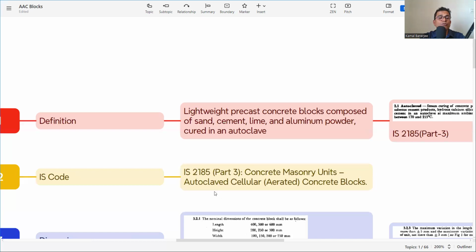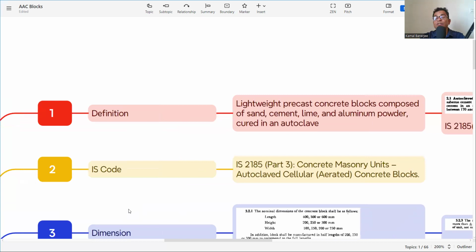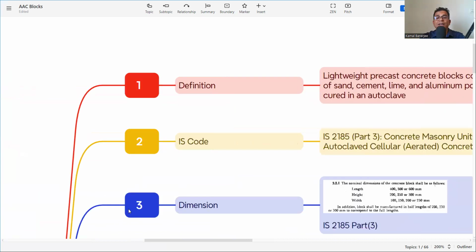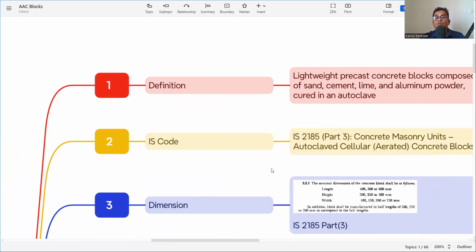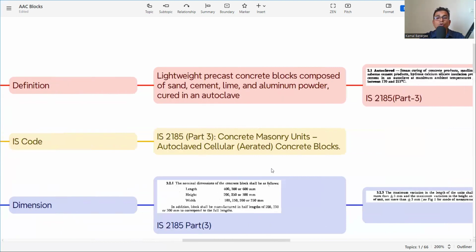Next is, what is the IS code to follow in the case of AAC block. That is 2185 part 3, concrete masonry units, autoclave cellular concrete blocks. And there are 2185 part 1 and part 2 also. Those are for the concrete masonry block, and this is for the autoclave cellular aerated concrete blocks. So these are the definition and these are the IS codes we need to follow.